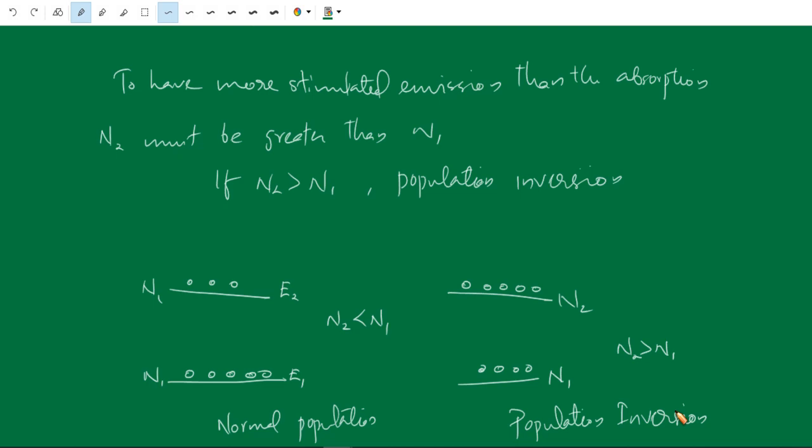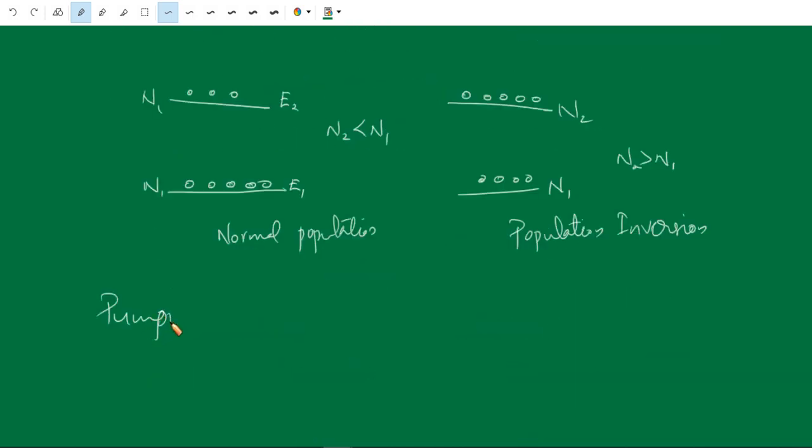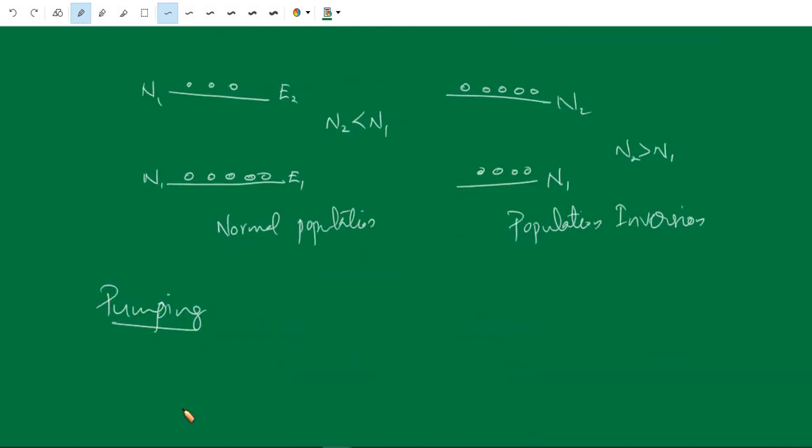Now, how is this population inversion achieved? This is achieved by supplying some energy to the medium. This supplying of energy to have population inversion is called pumping. So what is pumping? Pumping is supplying energy to the medium to achieve population inversion.